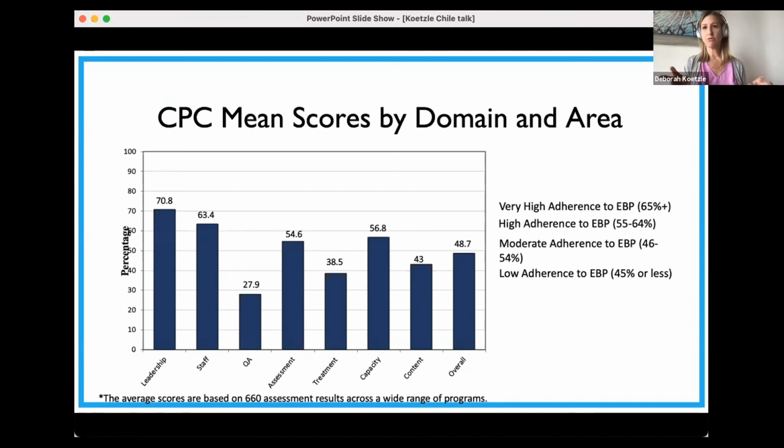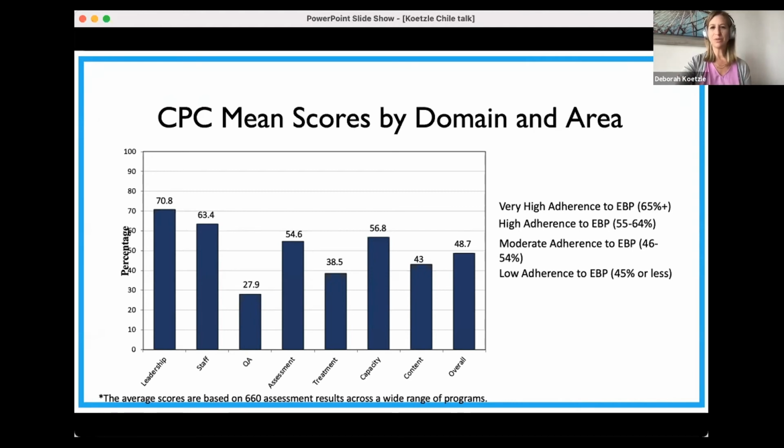So these are sort of normed, the mean scores on the CPC across 670 different programs that have been assessed. This includes juvenile and adult programs, institutional and community-based programs, as well as residential. So sort of the whole gamut of programs. And I should also acknowledge that these programs are largely based in the US and Canada, some in Singapore, I think in Guam. I don't know of any programs to date that have been assessed in Latin America, so just acknowledging that.